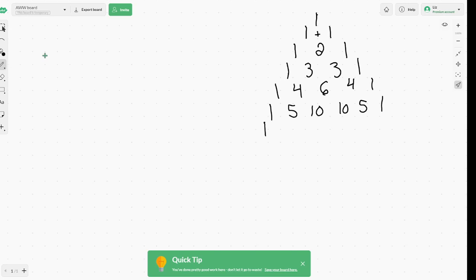I'll do one more. 1. 1 plus 5 is 6. 5 plus 10 is 15. 10 plus 10 is 20. 10 plus 5 is 15. 5 plus 1 is 6. And 1.